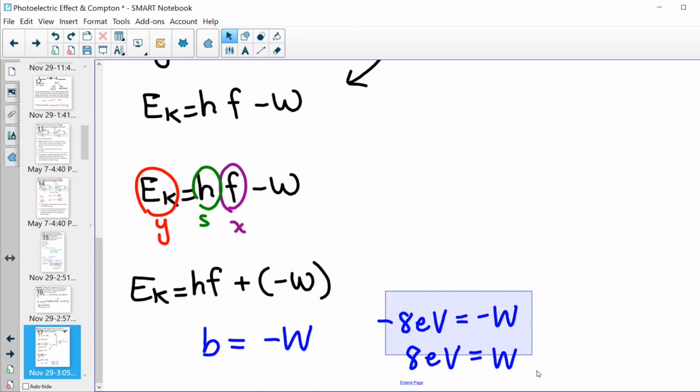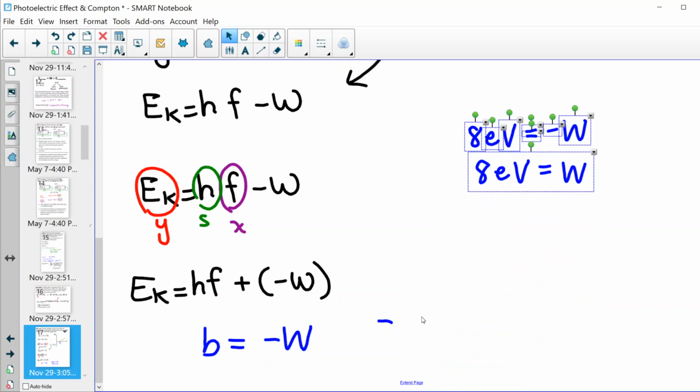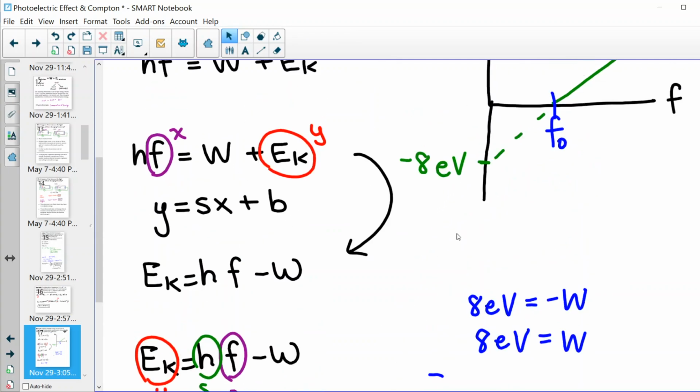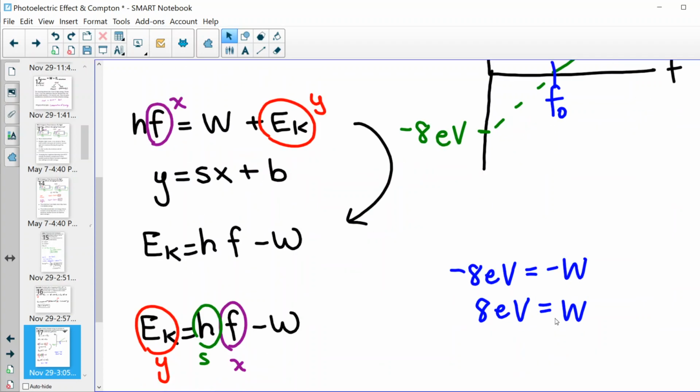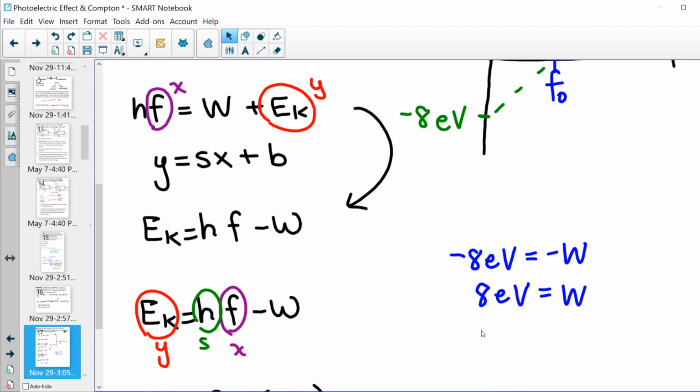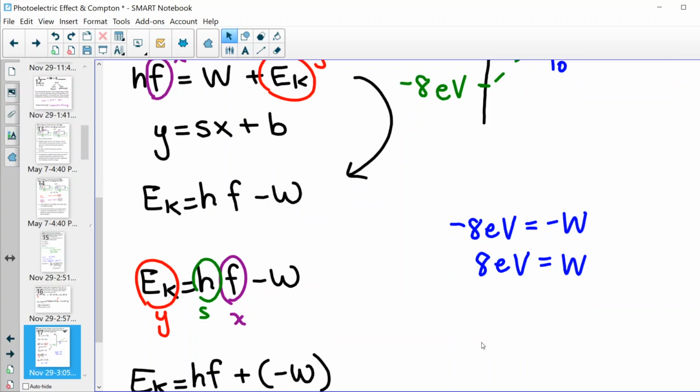To explain what I mean by that, let's say the y-intercept of the graph is negative 8. That's the y-intercept right there. That means negative 8 electron volts is negative W. Or, cancel the negatives, W itself is 8, because the work function can't actually be negative.